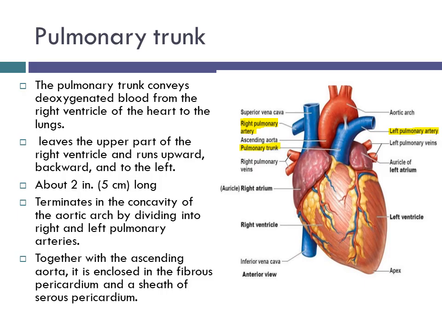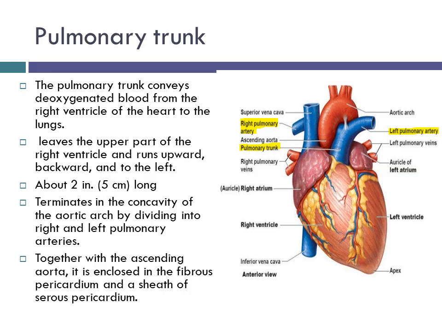The pulmonary trunk, which is another important vessel of the thorax, basically conveys the deoxygenated blood from the right ventricle of the heart to the lungs. The pulmonary trunk leaves the upper part of the right ventricle and runs upward, backward and to the left, about 5 cm long, and terminates in the concavity of the arch of the aorta by dividing into the right and left pulmonary arteries.